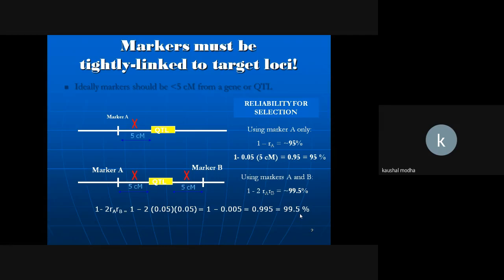So that kind of increment can be achieved by utilizing two markers rather than a single marker. Definitely when you utilize two markers, your cost will increase, but that is giving you the reliability. So you have to weigh the accuracy and cost.